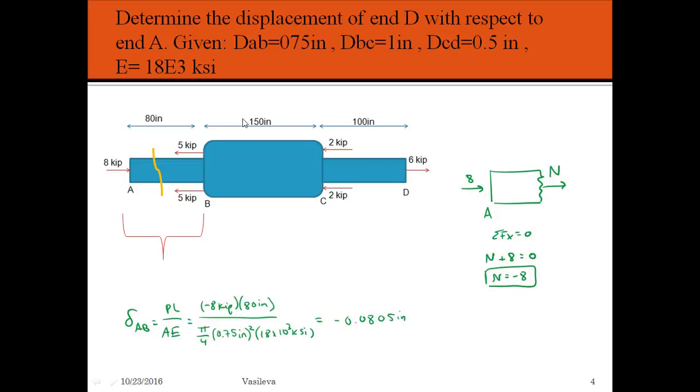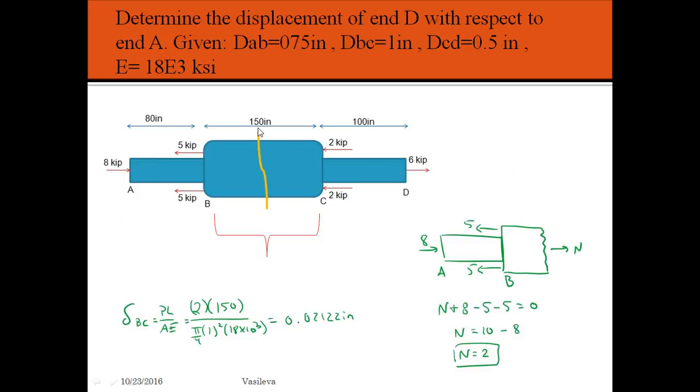The way we do that is we cut each section, and I look at everything to the left because there's only one force to look at there. Once I do the sum of the forces in the x direction, I end up with N equals -8 kips. And all I have to do is plug that -8 in for my P. If you get a positive or a negative, make sure that you retain that sign when you're plugging it in to your equation. Then I plug in all the other values that we know, and I end up with -0.0805 inches.